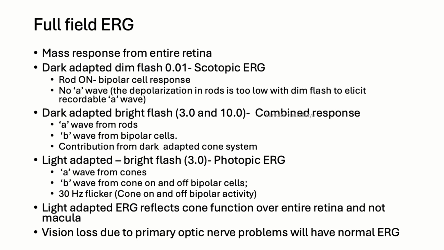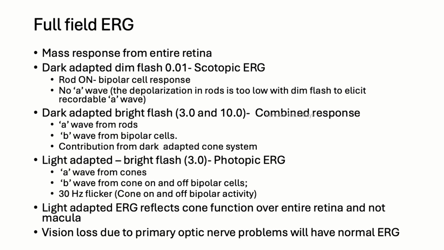Now dark adapted state bright flash gives you a combined response. That is, the A wave is coming from the rods, and the B wave is coming from the bipolar cells. But there is also a contribution from the so-called dark adapted cone system. Normally cones don't act too much in darkness, but it's not an absolute no-no. Some cones do still contribute in the dark adapted state as well, and that is called the dark adapted cone system, which will contribute to the bright flash in a dark adapted state.